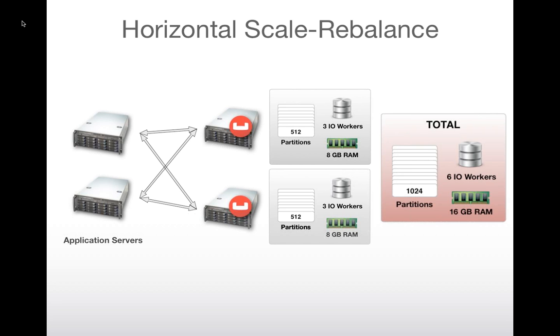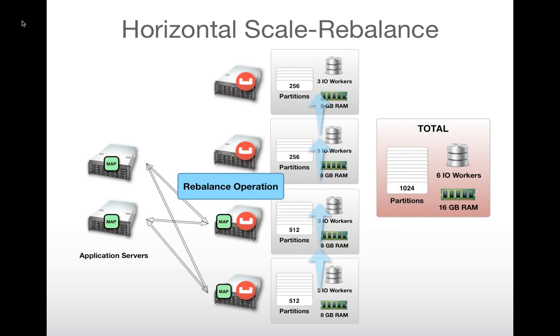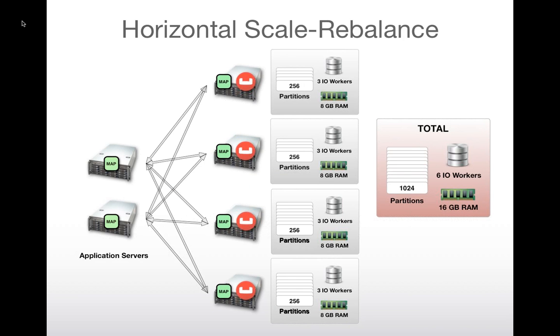And the clients and the Couchbase servers get their cluster map updated, and now the application servers will connect directly to each Couchbase node. Our total working set in terms of available RAM is now 16 gigabytes, and we have 6 I/O workers. We still have 1024 partitions. When we take this two-node cluster and expand it to a 4-node cluster, a very similar rebalance operation happens. 256 partitions from each get moved to the two new servers. The cluster map gets updated, and then the clients also get updated with their cluster map.